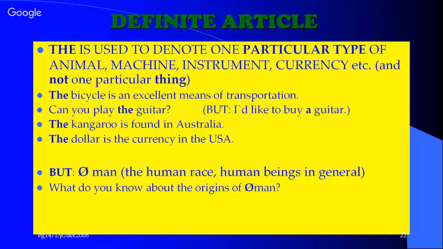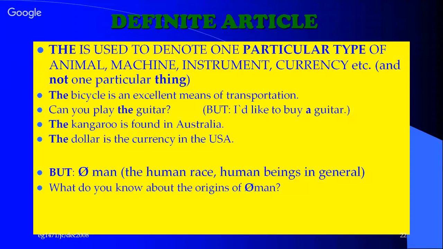The is used to denote one particular type of animal, machine, instrument, currency, etc., and not one particular thing, one particular type. The bicycle is an excellent means of transportation. Here we are using the bicycle as an example of the whole class. Can you play the guitar? Here again, the musical instrument as an example of the whole class. But I'd like to play a guitar.